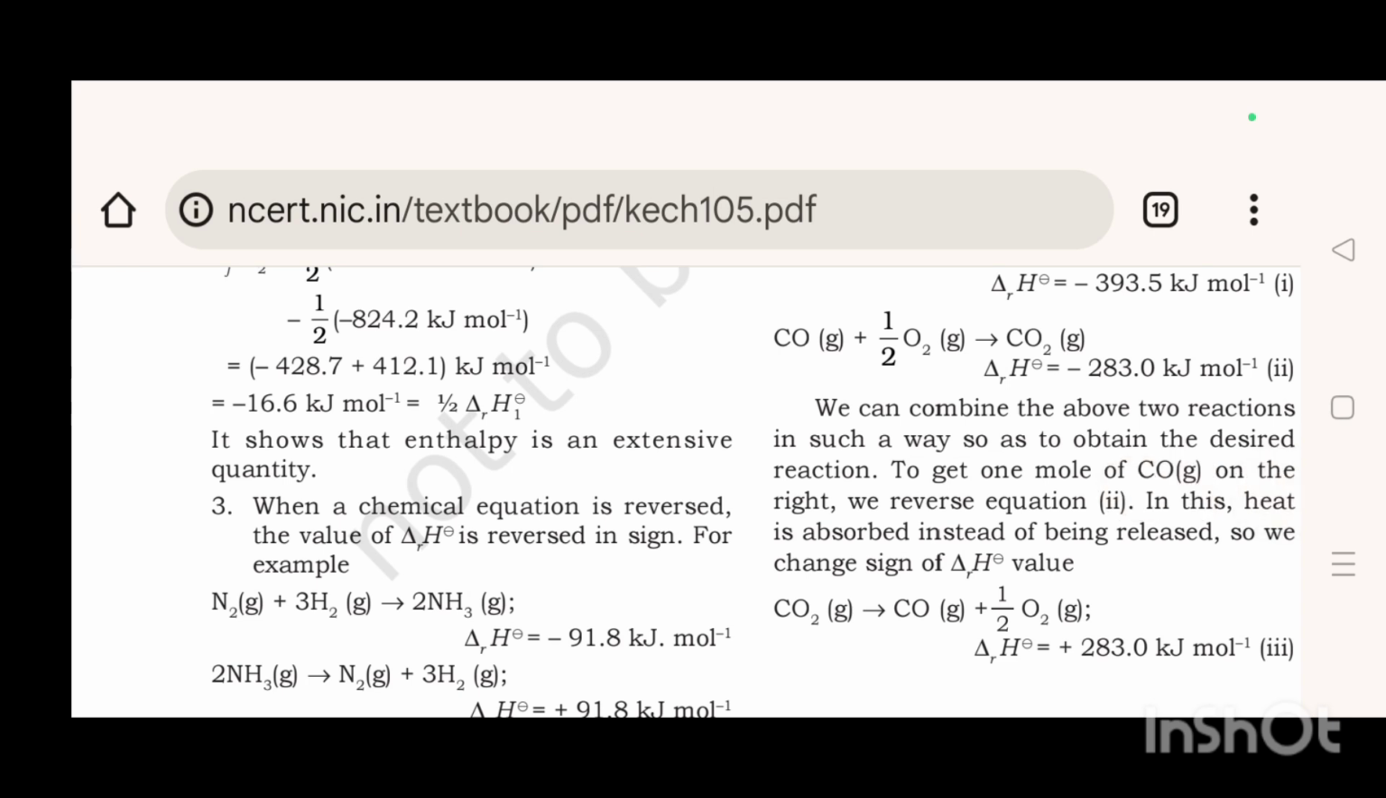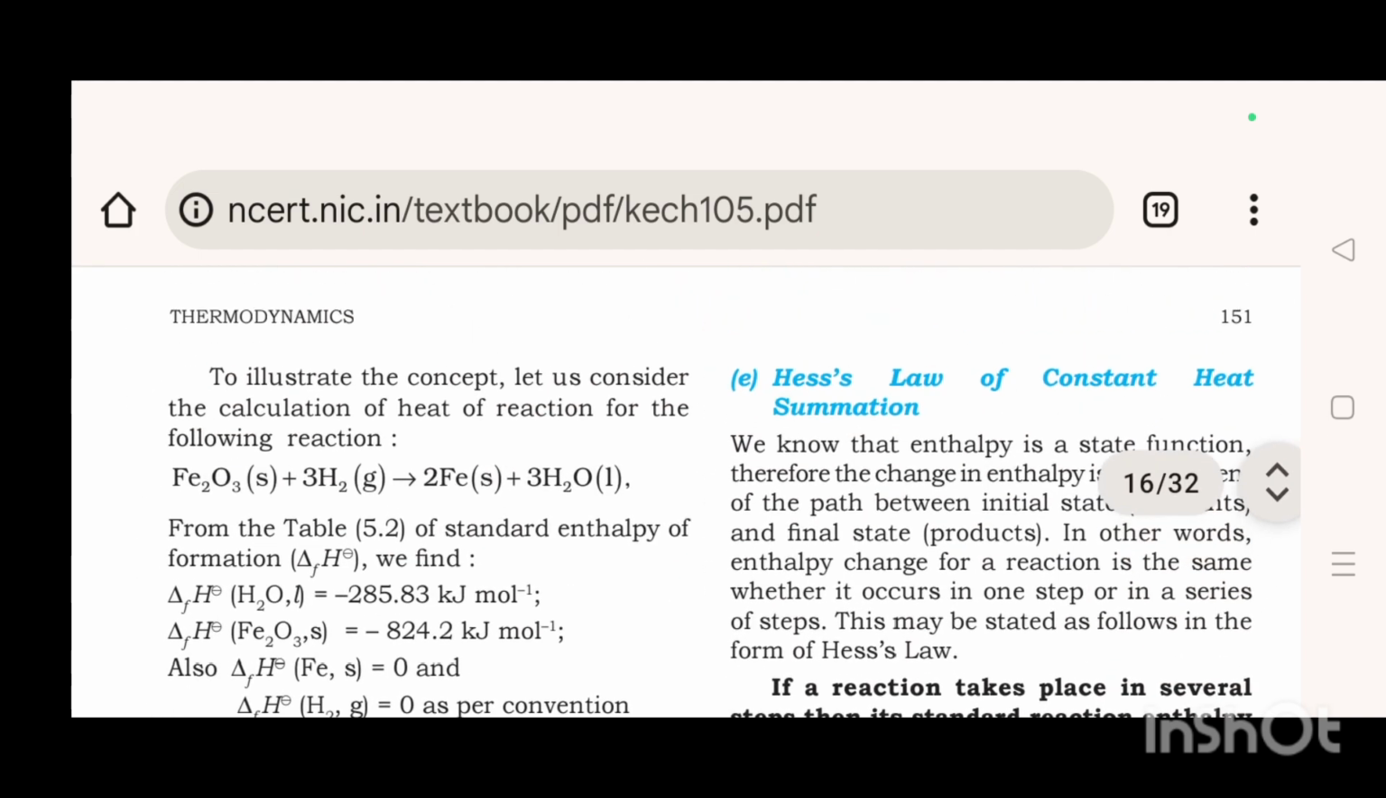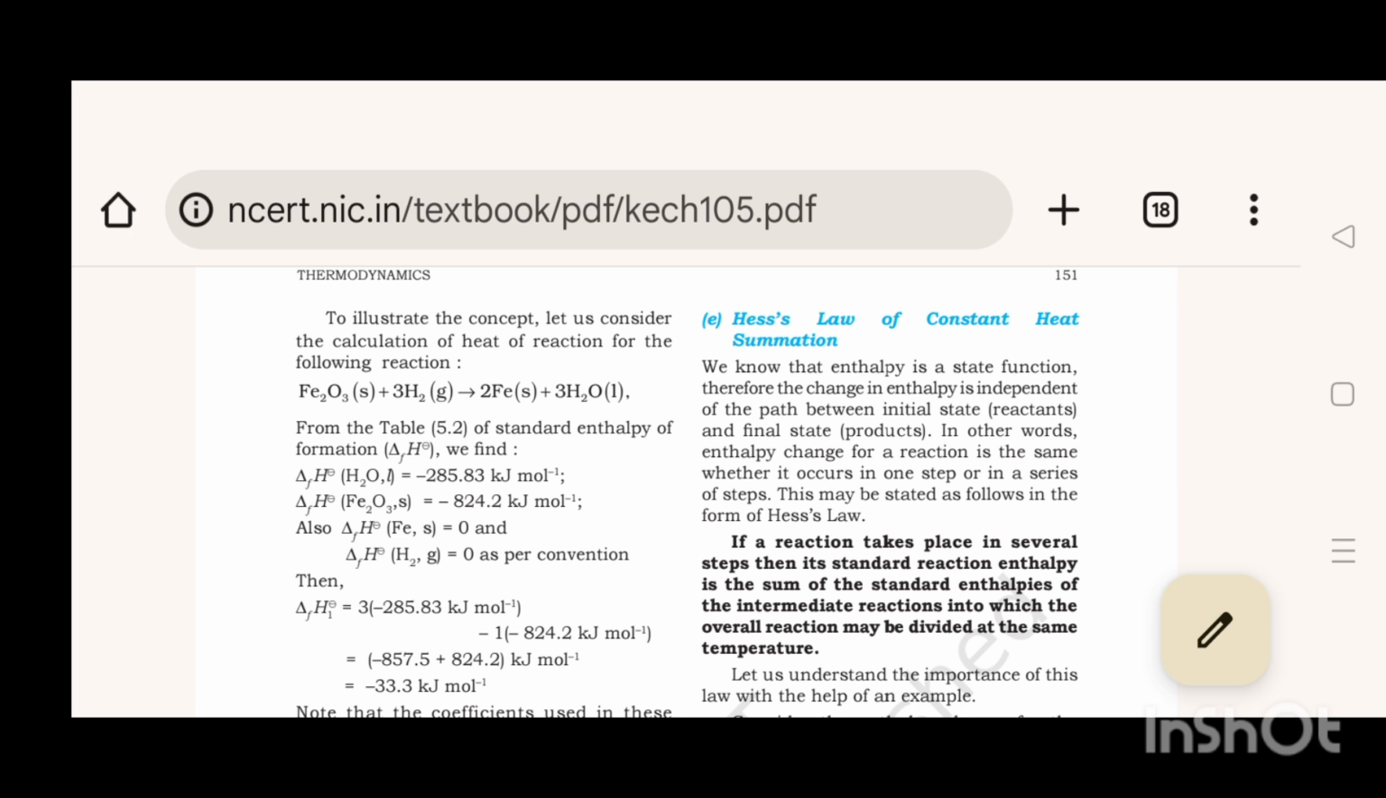When a chemical equation is reversed, the value of ΔH is reversed in sign. For example, N2 plus 3H2 gives 2NH3, ΔrH is minus 91.8 kJ mol⁻¹, or 2NH3 gives N2 plus 3H2, it is plus 91.8 kJ mol⁻¹.